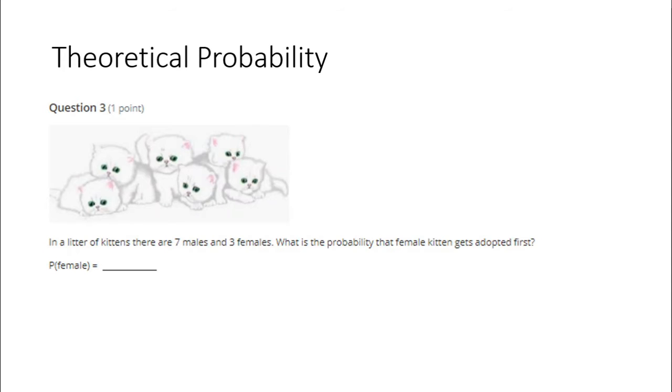Next, theoretical probability. This is theoretical because we have a certain number of kittens. Some of them are male and some of them are female. So the probability that the female kitten gets adopted first depends on all of the possible outcomes that we have here. The probability that any event A happens is the number of ways that A could happen divided by the total number of possible outcomes, or the total number of possible things that could happen.